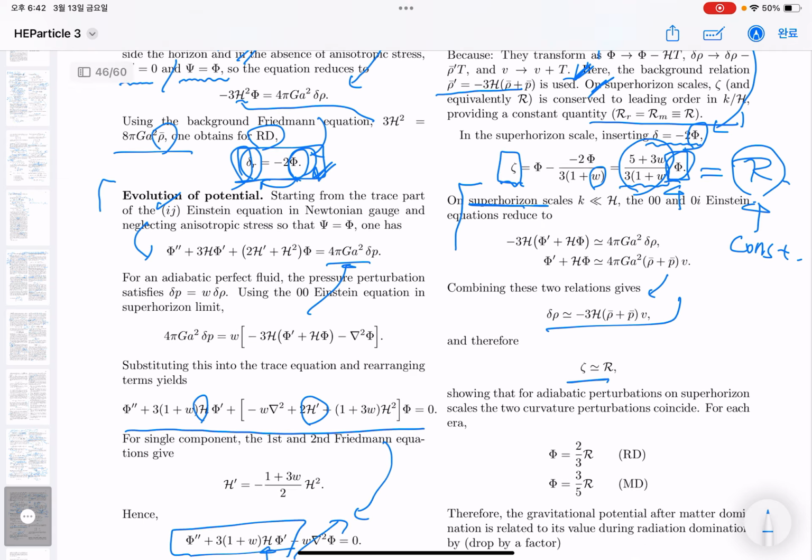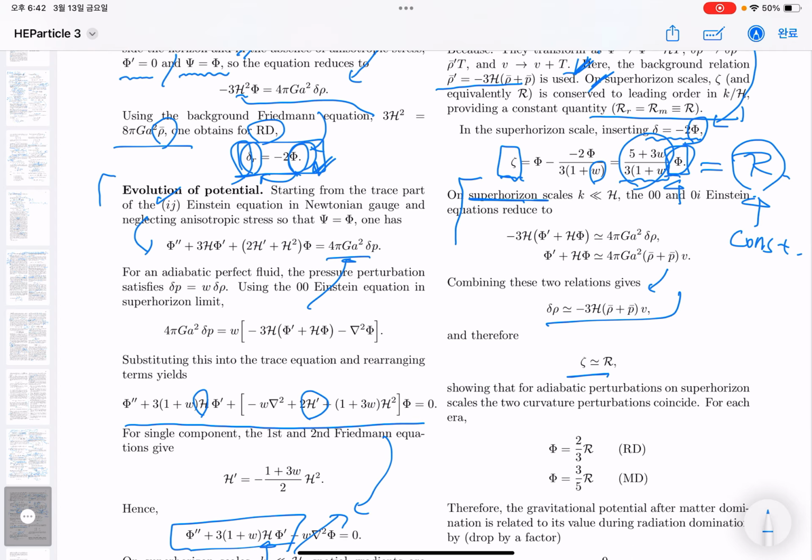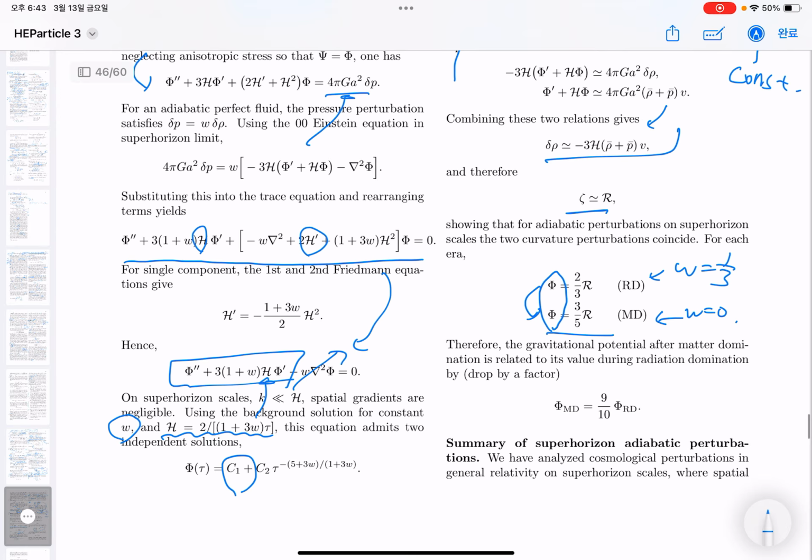So if we insert the equation of state for the RD, w equal to 1/3, then the relation between the capital Pi and the curly R has a factor of 2/3. And for the matter dominance era, w is equal to 0, so the relations are following. So the Pi changes over the cosmic history when the universe transits from the RD to the MD, but the curly R is just constant. So there's the 9/10 factor when the universe transits from the RD to the MD for the scalar potential.